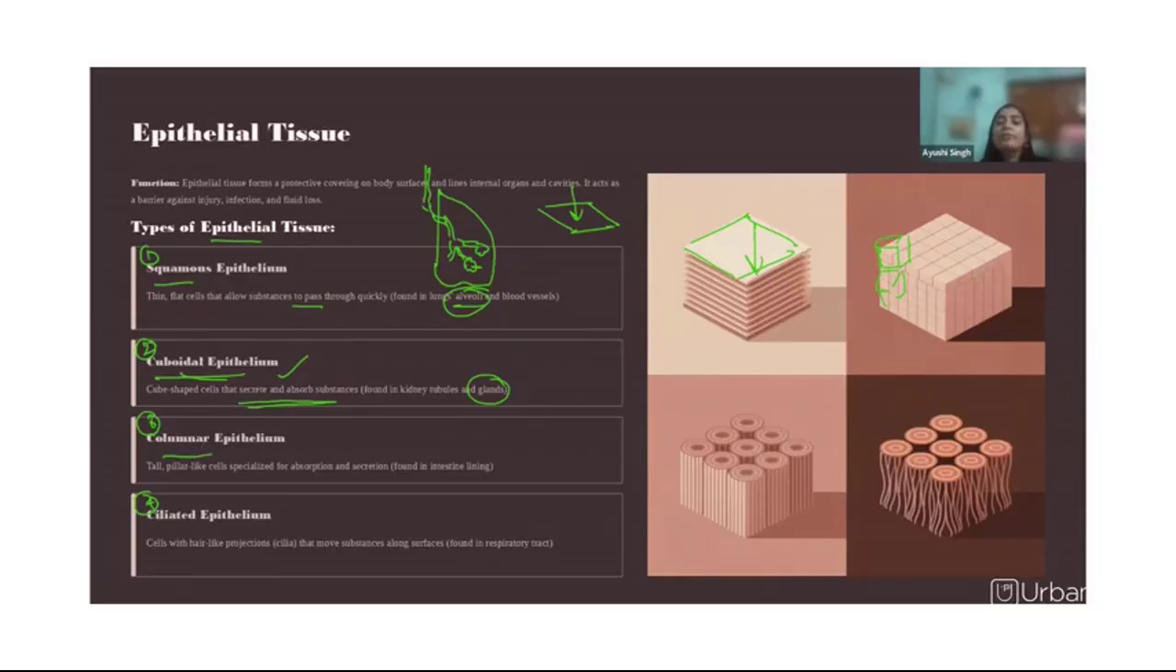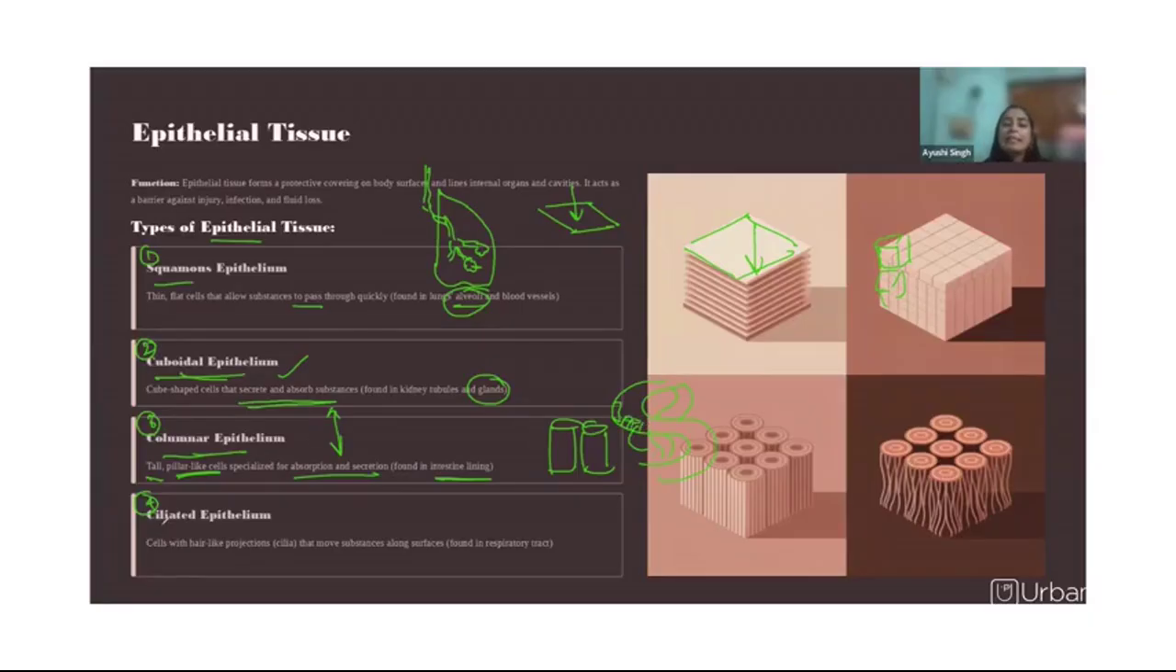Columnar epithelium. Columnar epithelium will look like columns or cylinders like this. It will be tall and pillar-like, specialized again for absorption and secretions. The function is similar, but these are present in the intestinal lining. So the intestine looks very complex to us, and these linings would be made up of columnar epithelium.